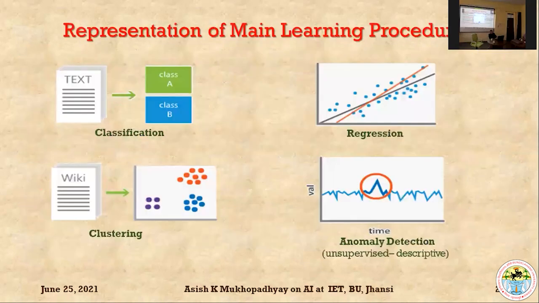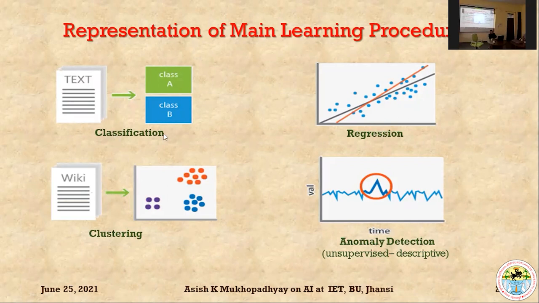Now, in a simple way of visual representation of the learning procedure, like classification is that you have a text, whatever data is coming, you put them in a class A, class B, class C line. And this is for what? Supervised learning. And unsupervised learning, you make class learning. Based on what pattern is generating, you put in that particular pattern. So you put that class there.